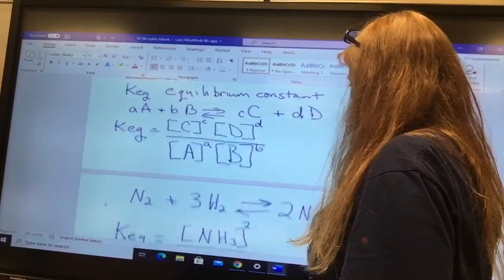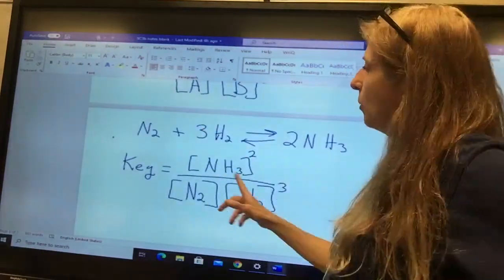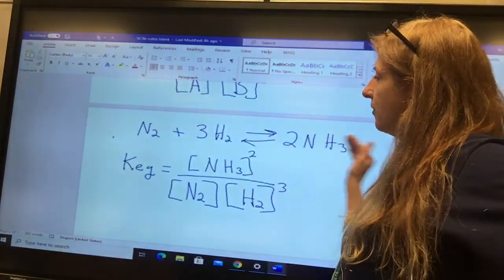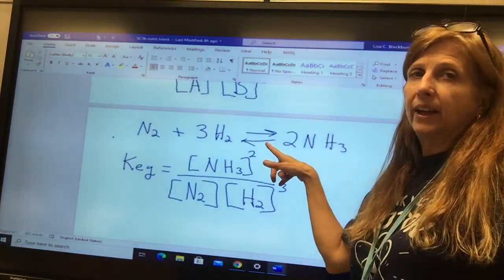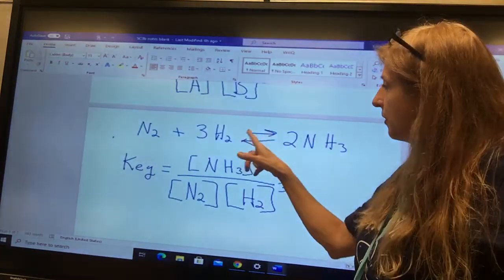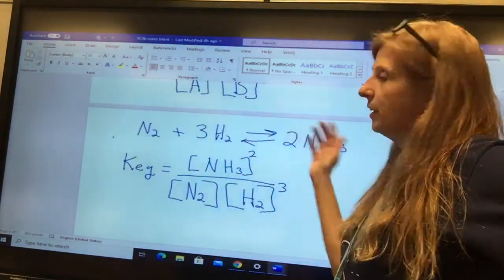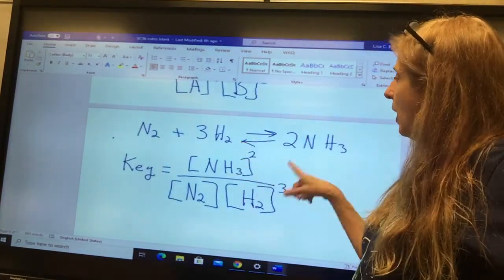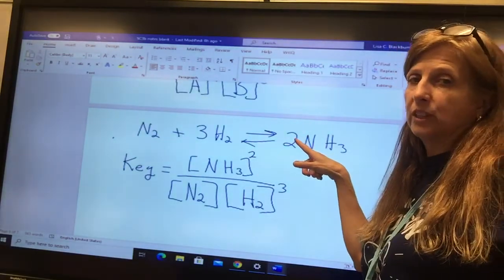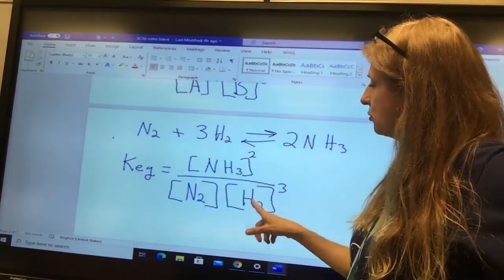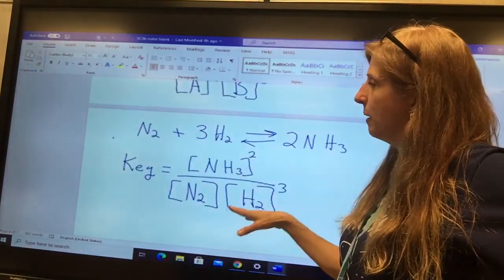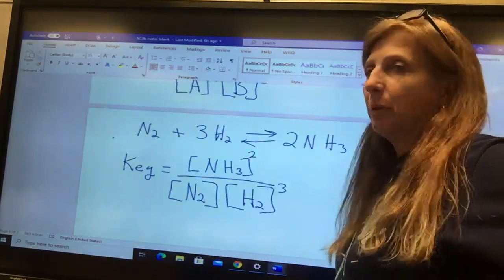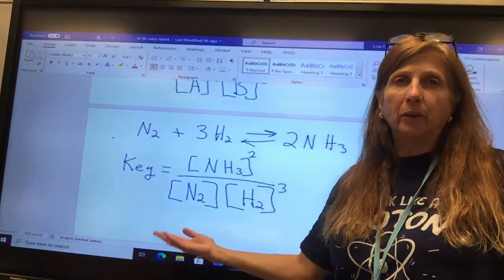So here's an example problem. Here's my balanced chemical equation. Nitrogen plus hydrogen makes ammonia. I balance it. It is one that is reversible. It's got the arrows going both ways. I want to know how far it goes. I put the concentration of the product on top. I raise it to the power of the coefficient. I put the concentrations of the reactants on bottom, and I raise them to the power of the coefficient. And then I multiply. What do you think? That's pretty easy, isn't it?